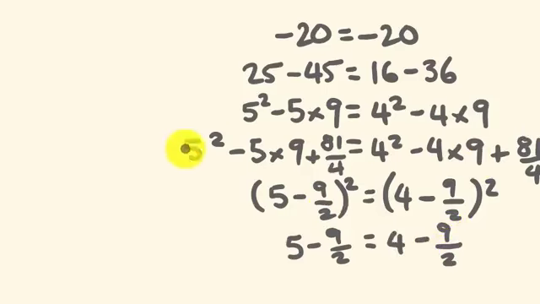Then what I'm going to do is I can cancel out both of these. I can cancel out the negative 9 over 2, and I can cancel out this negative 9 over 2 by adding 9 over 2 to both sides. And if I do that, I am going to end up with 5 equals 4. And this, as you know, is equal to 2 plus 2, so 2 plus 2 is equal to 5.